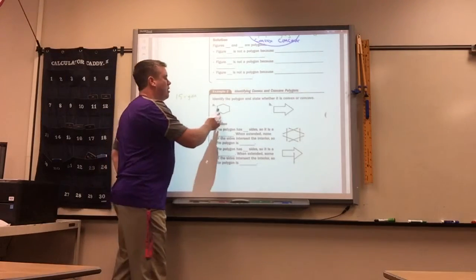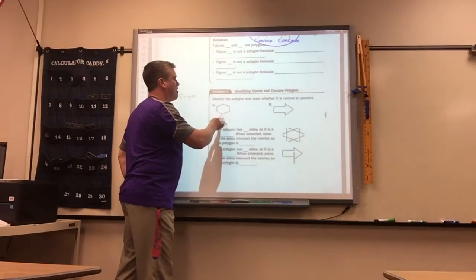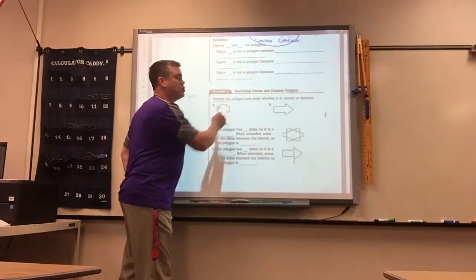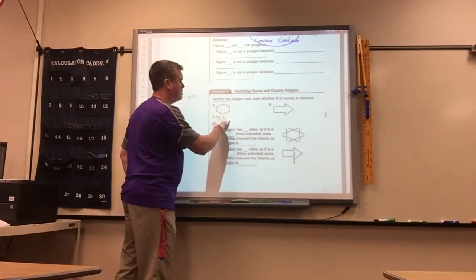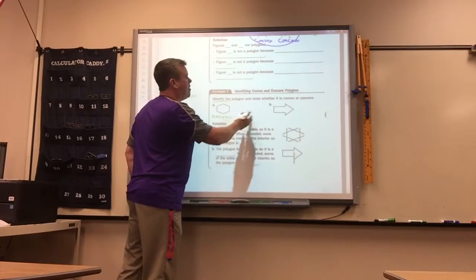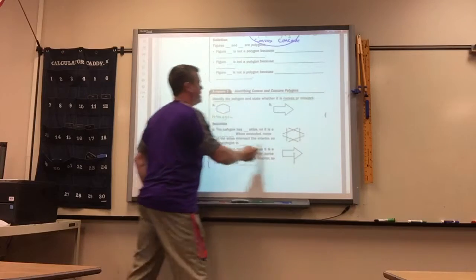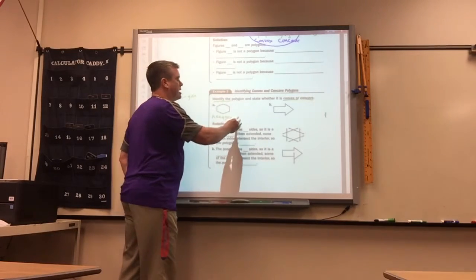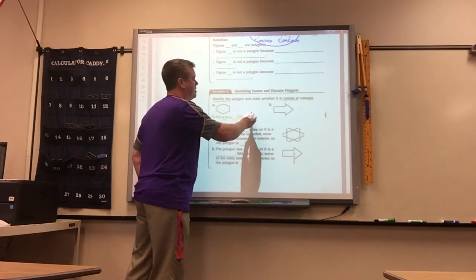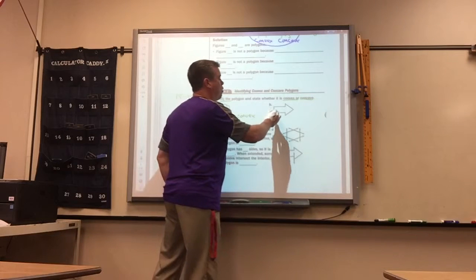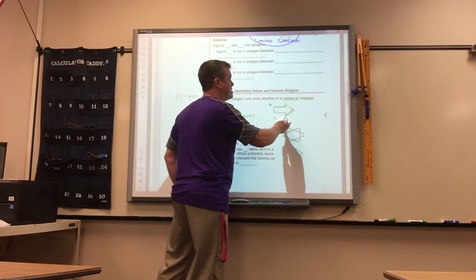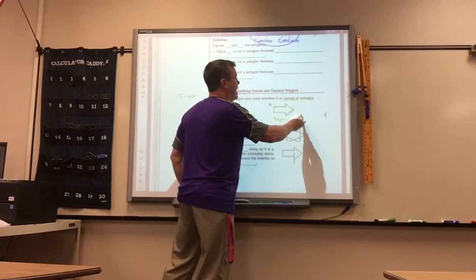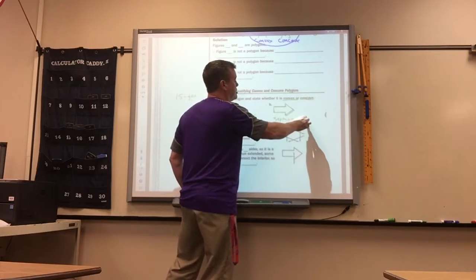So this is 1, 2, 3, 4, 5, 6. Hexa. So to identify it, it's a hexagon. And then state whether it's convex or concave. Convex, nothing is caved in. Here it's got 1, 2, 3, 4, 5, 6, 7. Septagon. Concave. And it is caved in there and there, so it's concave.